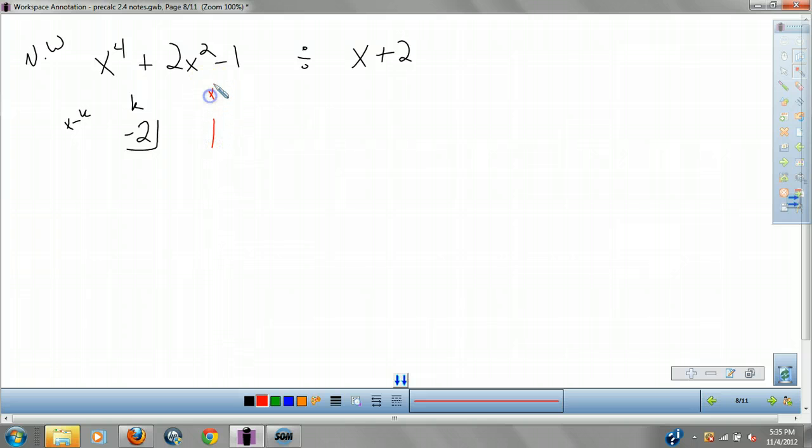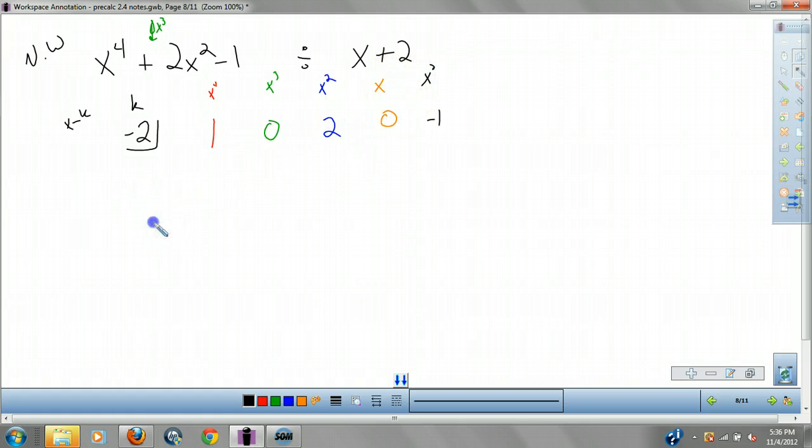I have 1, because that's my x to the 4th. You don't need to fill in that part. Now you got to remember, you need a placeholder for this x to the 3rd, because there is no x to the 3rd. Right? It's 0x to the 3rd. If you put a 0 there, then we have a 2 for our x squared. Now again, we don't have an x, so that's going to be a 0. And our last guy we're going to put down is our -1, that's our constant. That's our x to the 0 power.